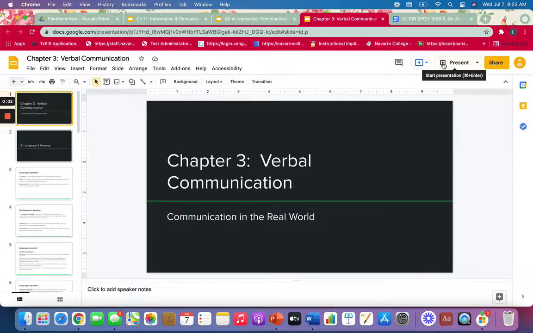Chapter 3, Verbal Communication. In this chapter, we will be looking at how you can use your words to help make more of an impact in the messages that you are sending. We've looked already at organization and the importance of making sure that your presentation is organized, well thought out, and easy for the audience to follow.